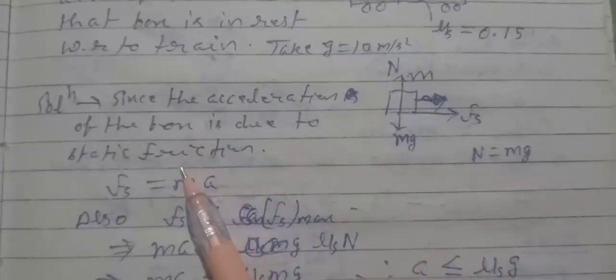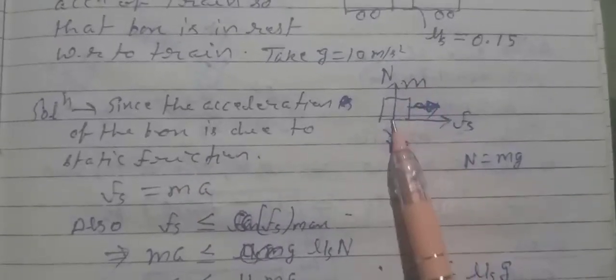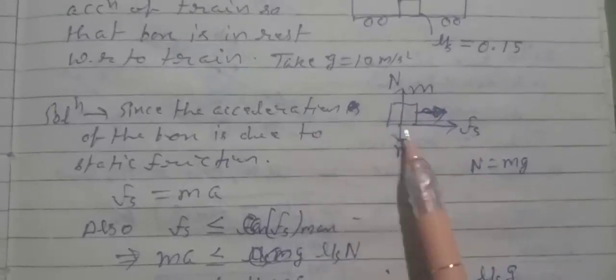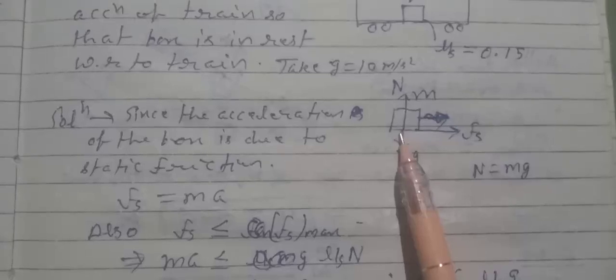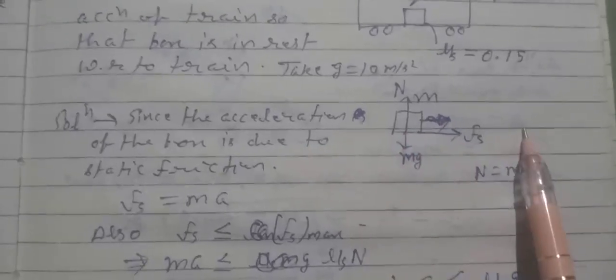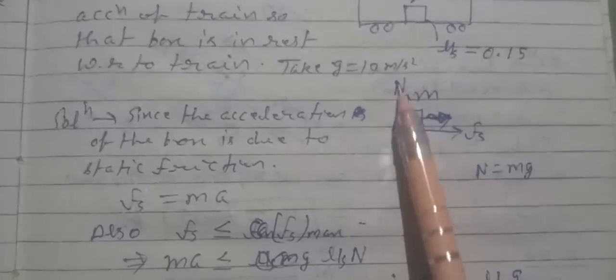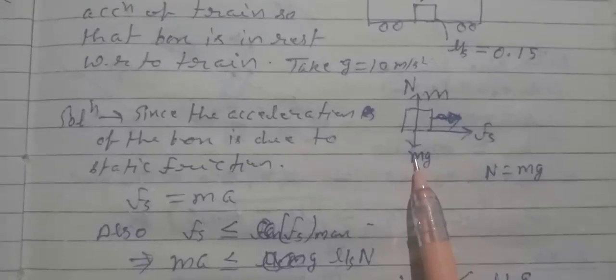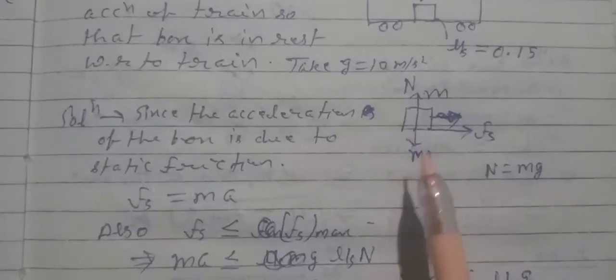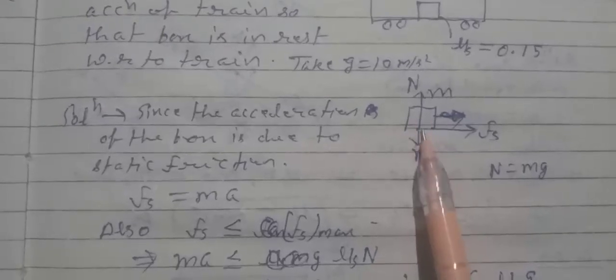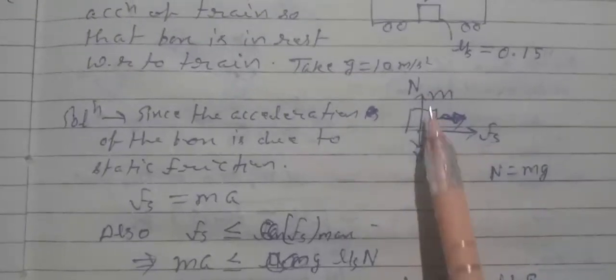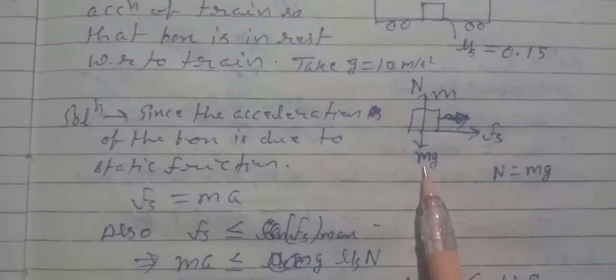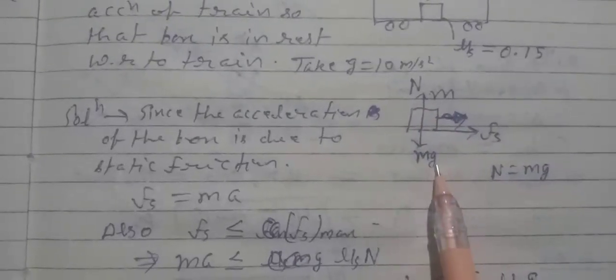Solution. Since the acceleration of the box is due to the static friction, here is shown the free body diagram of the box with respect to the ground. Here the force of static friction is acting in this direction. The normal force of the surface is acting vertically upward and the weight is acting downward. Since the body is not moving in the upward and downward direction, N will be equal to mg.